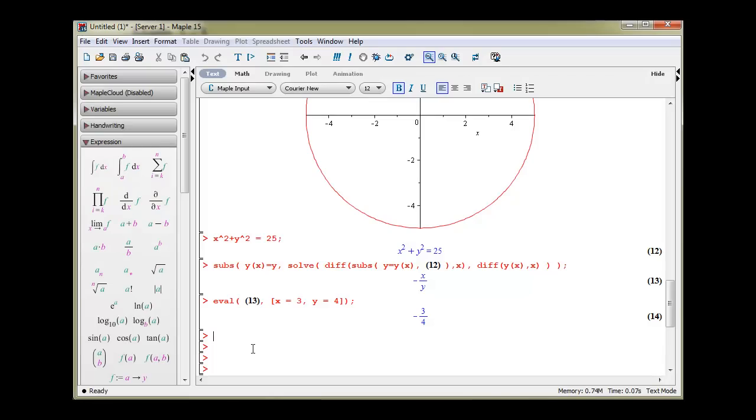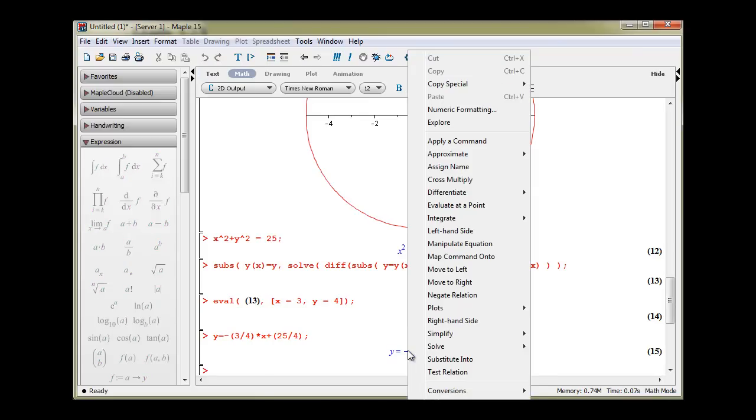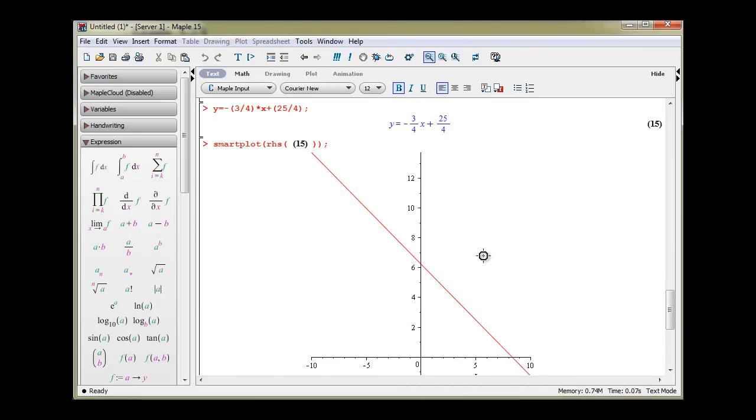Here we are. So y equals, that was a negative, sorry, y equals negative 3/4 times x plus 25/4. That's what I think it is. I'm going to plot this. It should be easy to plot. This is a line with a negative slope, with y-intercept at 25/4, which is 6 1/4, which looks pretty close.